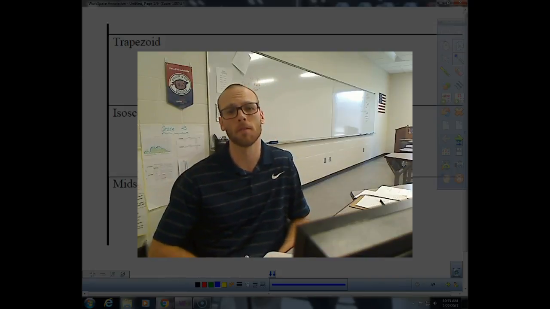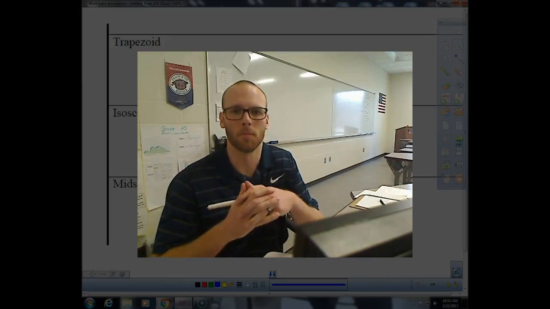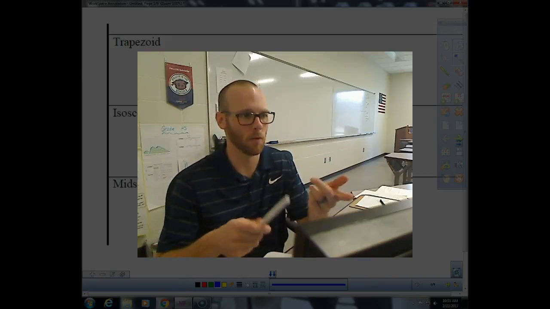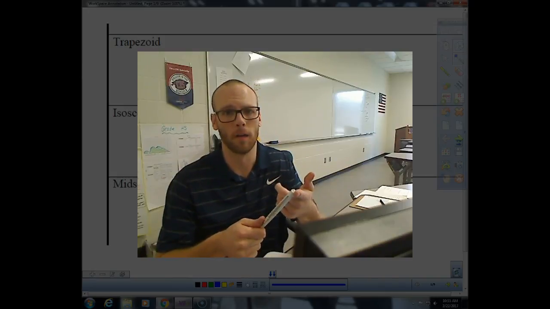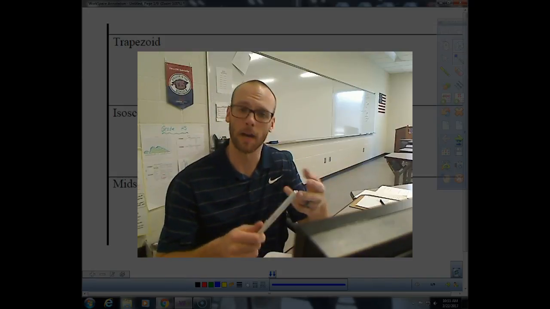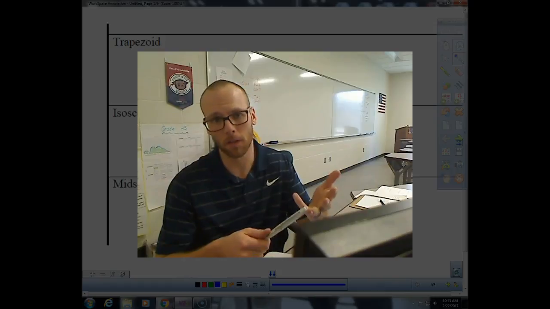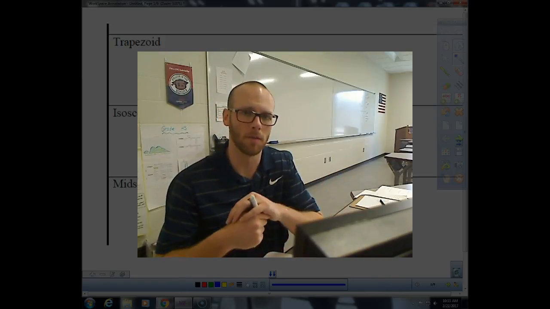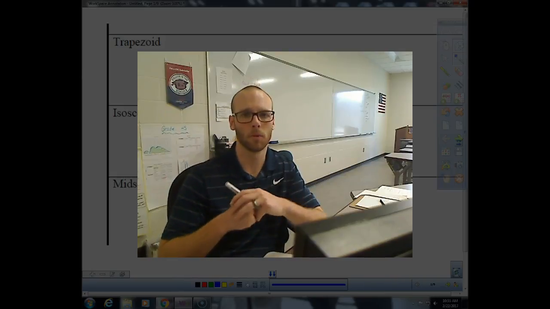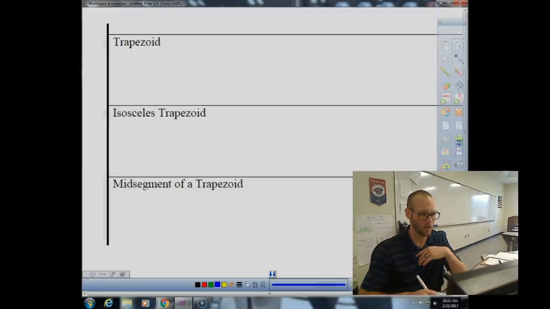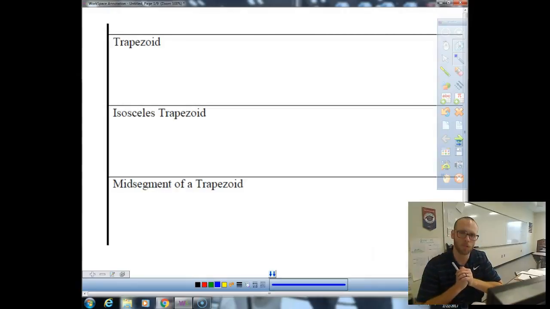So just as we've seen throughout the entire chapter here, as we've talked about different types of quadrilaterals, it's important to start with our definition, and then from there we'll build some properties. So today we're going to talk about a trapezoid. What's the definition? We're going to talk about a special type of trapezoid called an isosceles trapezoid. We'll talk about a special type of segment called a mid-segment in a trapezoid. We'll talk about kites. I think you guys will find today to be pretty straightforward. So let's get started.